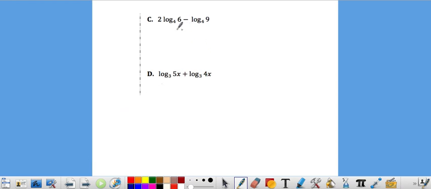Let's do a couple more of these. 2 log base 4 of 6 minus log base 4 of 9. We know that's going to be division. Let's start with just the 2 up top. So you got log base 4 of 6 squared minus log base 4 of 9. 6 squared is 36, so you got log base 4 of 36 minus log base 4 of 9.